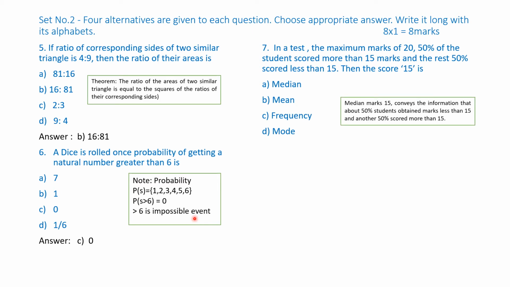Please see the text box. Median marks 15 conveys the information that about 50% of the students obtained less than 15 marks and another 50% scored more than 15. So 15 is the median. That is the answer.